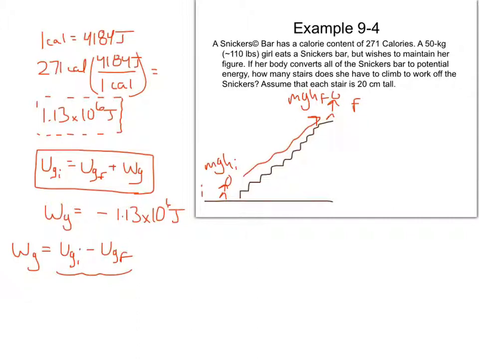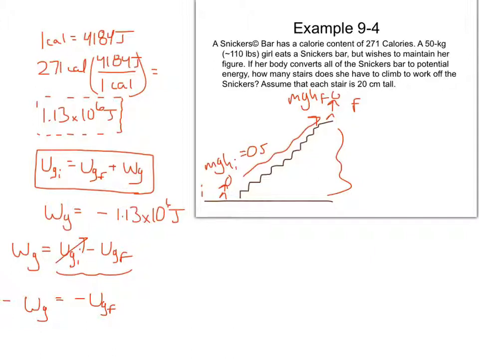mg times h final right here. But since all we care about is really the difference in height, we can say, why don't we just call that 0 joules? If that's the case, then we can say that the work done by gravity, or really the negative work done by gravity, is minus the final position or the final potential energy position that it has.